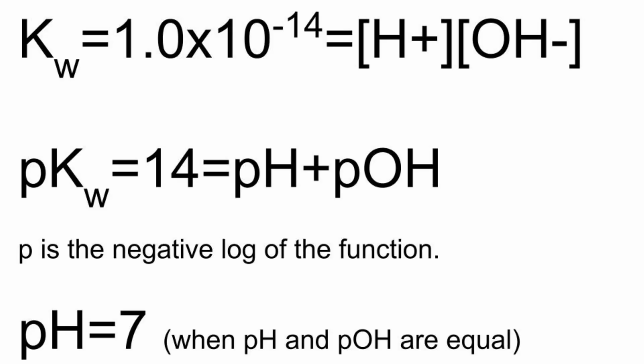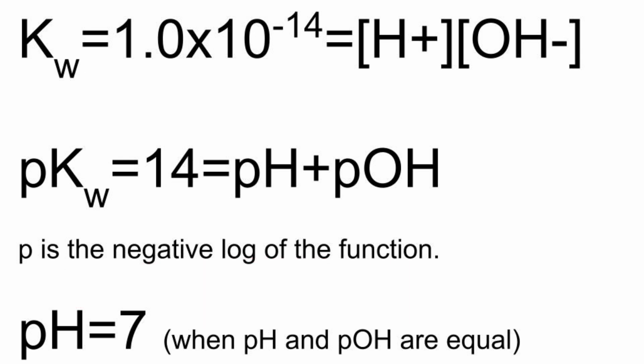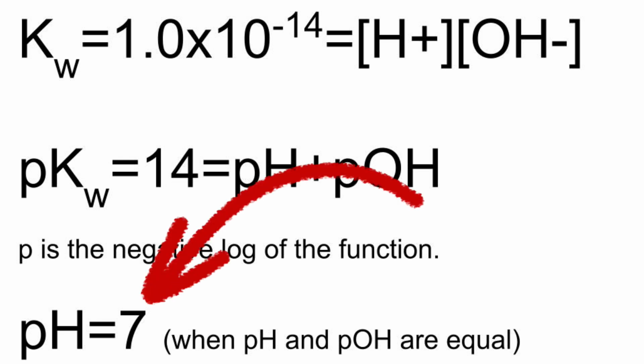So in pure water, there is a concentration of 1 times 10 to the negative 7 moles per liter of hydrogen ions that just randomly split off the water. pH just means take the negative log base 10 of the concentration of hydrogen ions. We can plug that into a calculator and we find that the negative log base 10 of 1 times 10 to the negative 7 is 7.